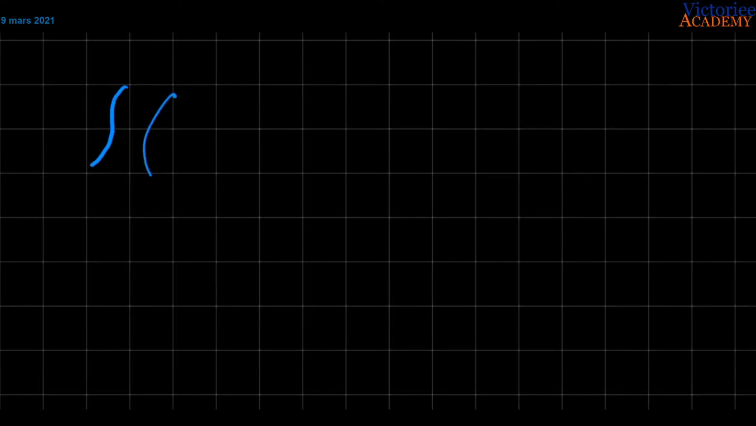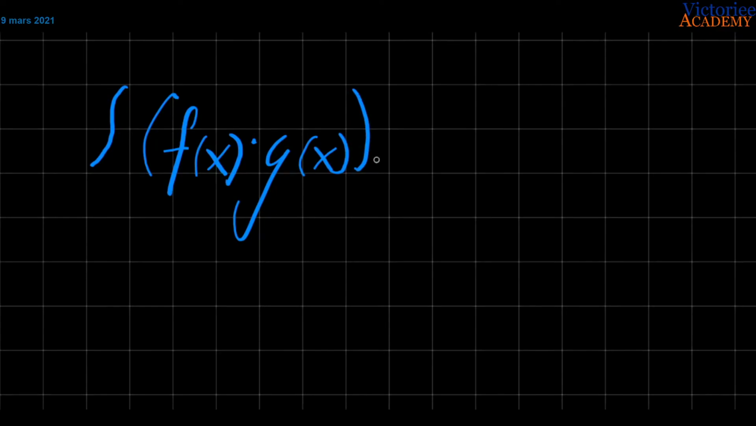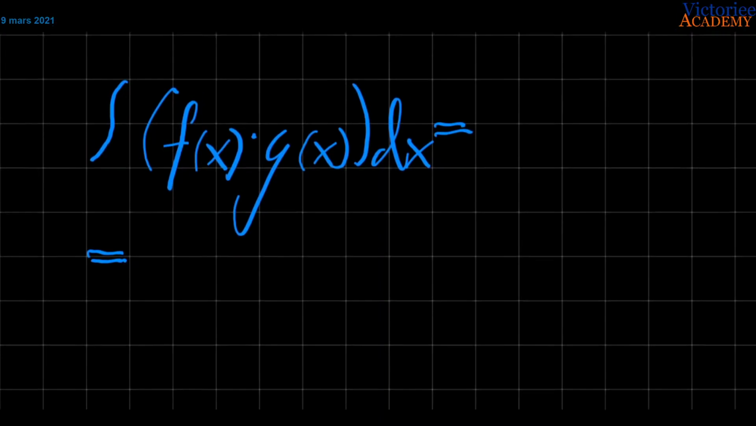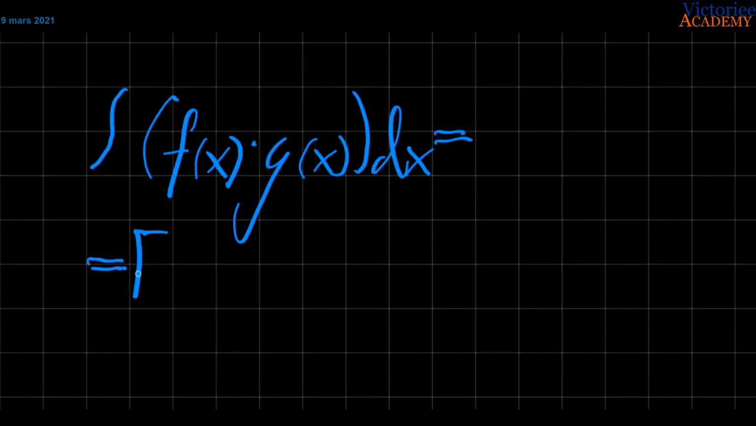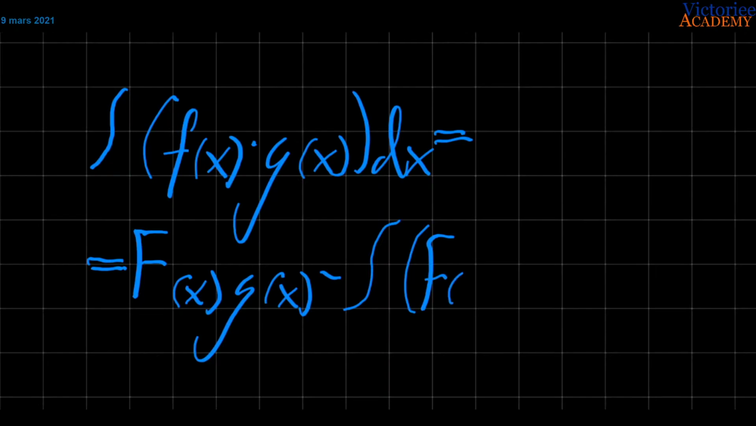So if you have an integral of two functions, f of x times g of x dx, then partial integration of this is f of x times g of x minus the integral of f of x times g prime of x.